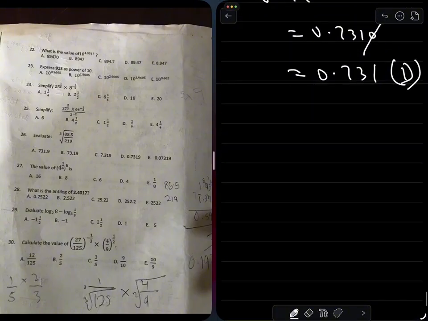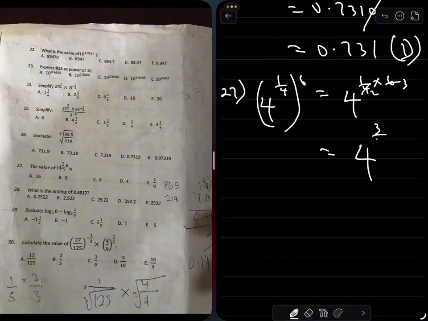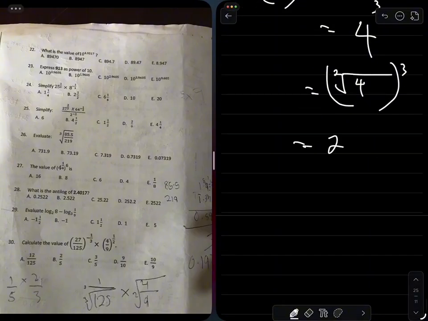Now to 27. What does that say? The value of 4 raised to power 1 over 4 raised to power 6 is what? This simply means 4 raised to power 1 over 4 times 6. 2 here, 2 here, 3. And that's 4 raised to power 3 over 2, which is what? Square root of 4, raised to power 3. That's 2 raised to power 3, which is 8. Beautiful.